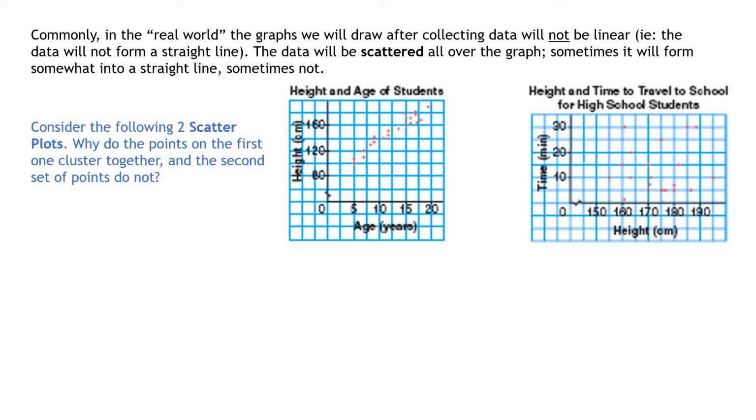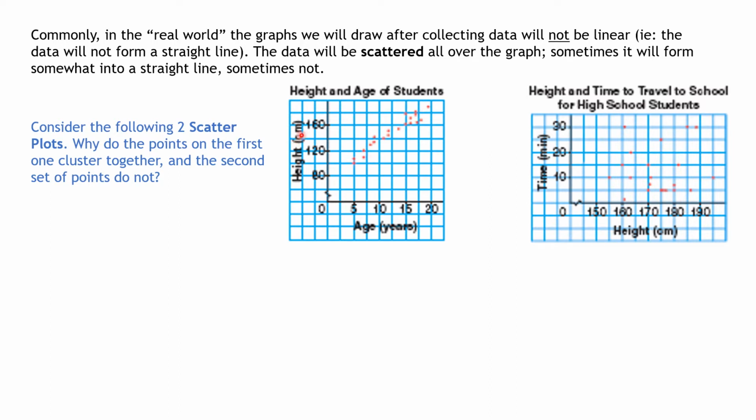Let's look at these two scatter plots here. They're both talking about comparing the height and the age of students. So is there a relationship between your height and your age? And this one is height and time to travel to school for high school students. So is there a relationship between your height and how long it takes you to get to school every day? So of course there is a relationship here. Look at these dots, they're pretty close knit, they're pretty tight together.